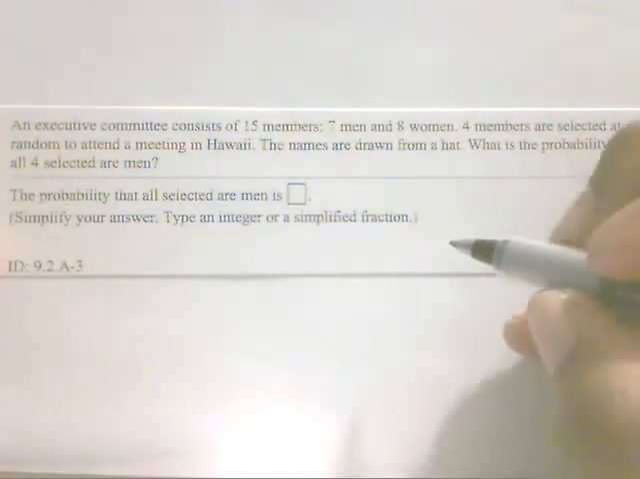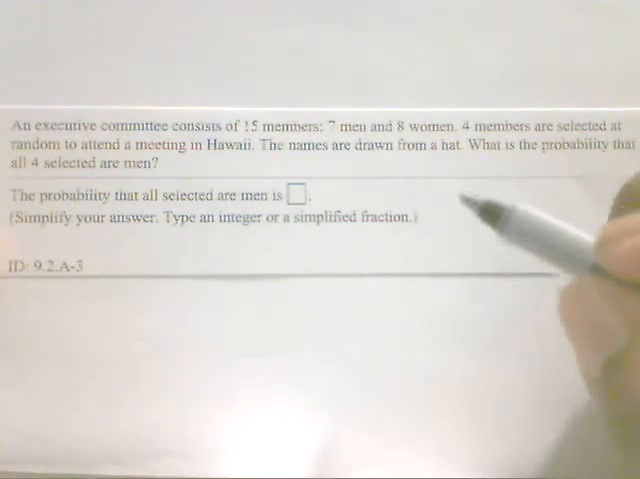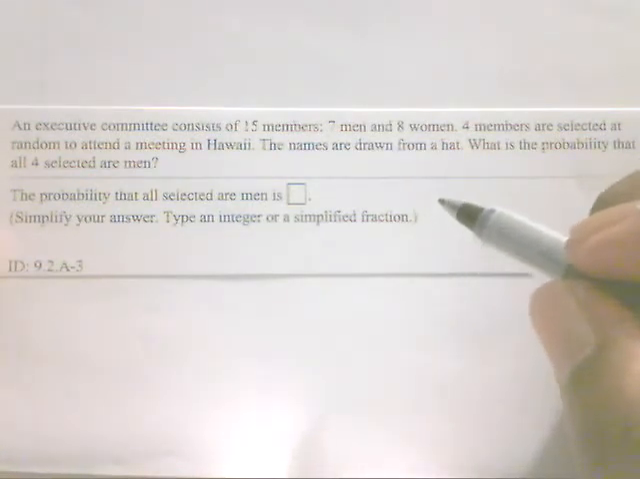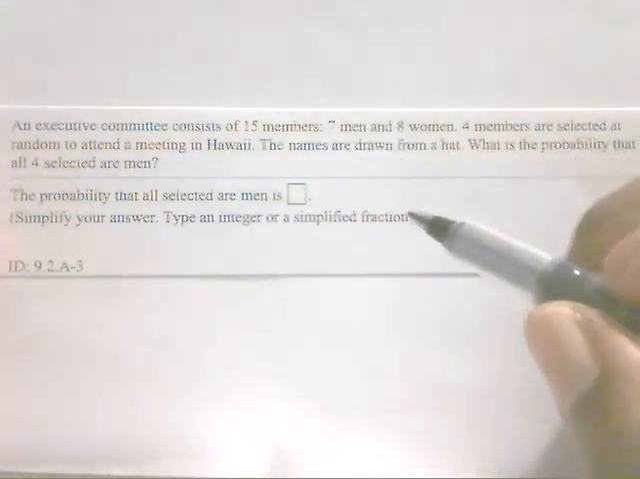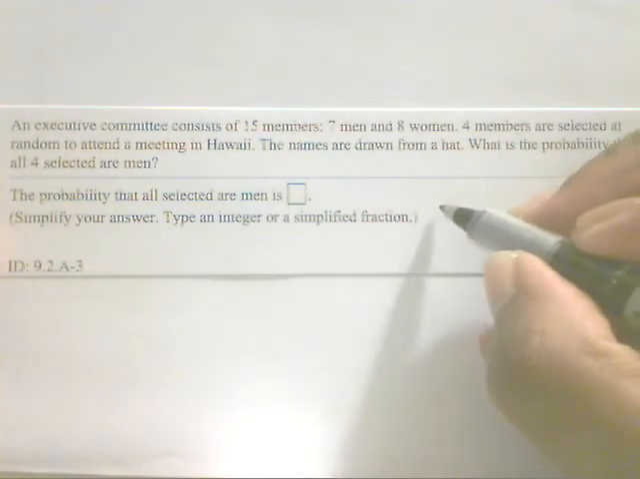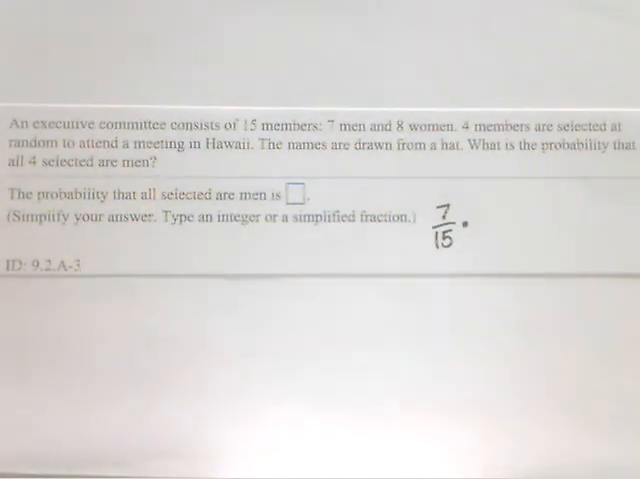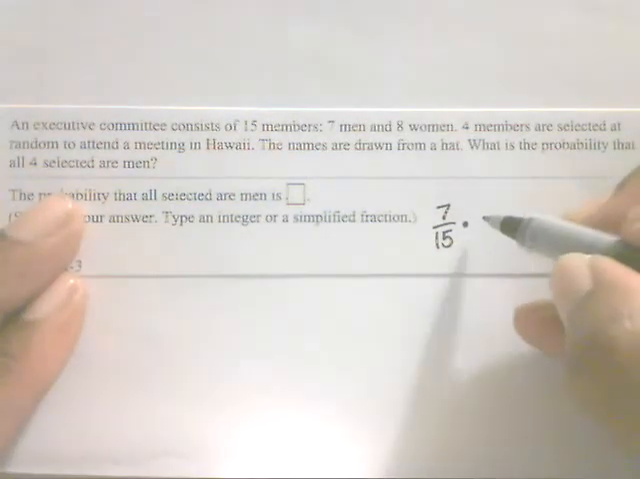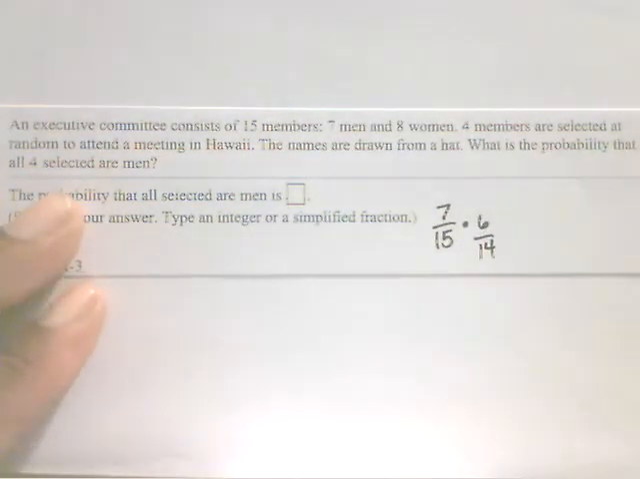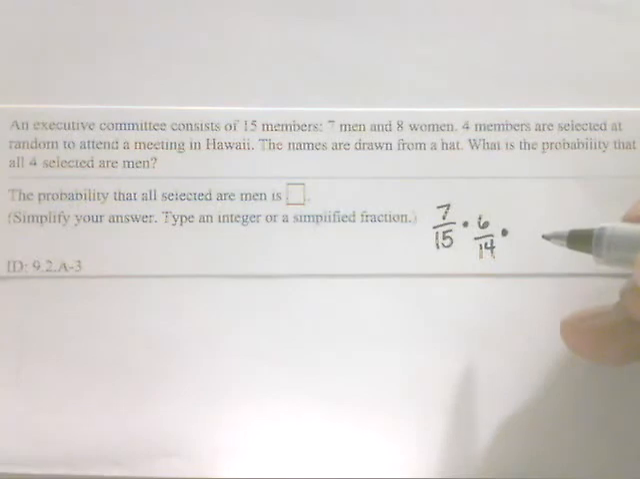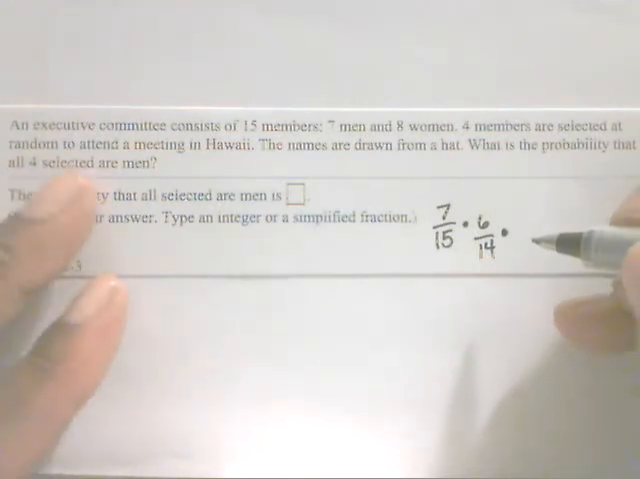Okay. Well, in the first selection, there's 7 men out of a total of 15. So the first selection is 7/15. Okay, now on the second selection, there's only going to be 6 men, but this time there are 14 left. So it's 6/14 for drawing a second male. And then for the third male, there are now 5 out of 13.